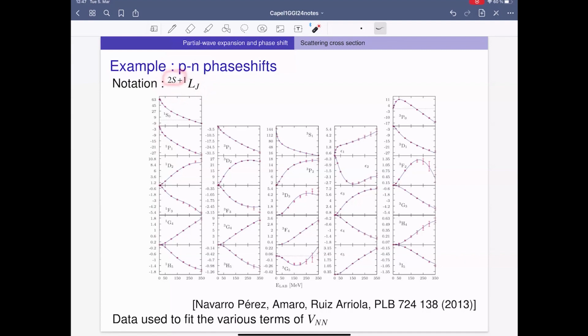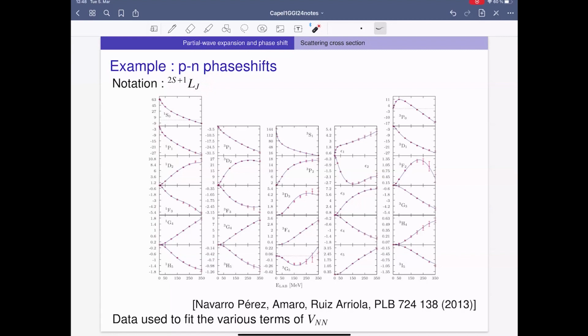The upper left index is twice S plus 1, where S is the total spin. The total spin between a proton and a neutron can be either 0 or 1, so that value is either 1 or 3. And then the lower right index is the total angular momentum, which is obtained from the combination of the orbital angular momentum and the spin channel.